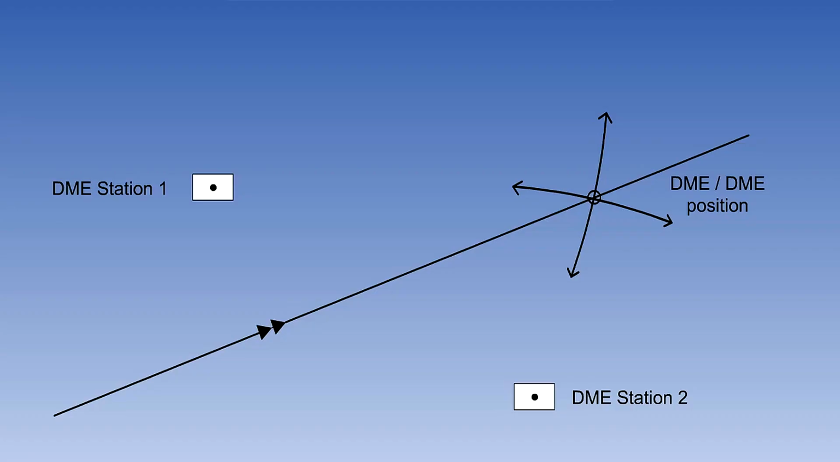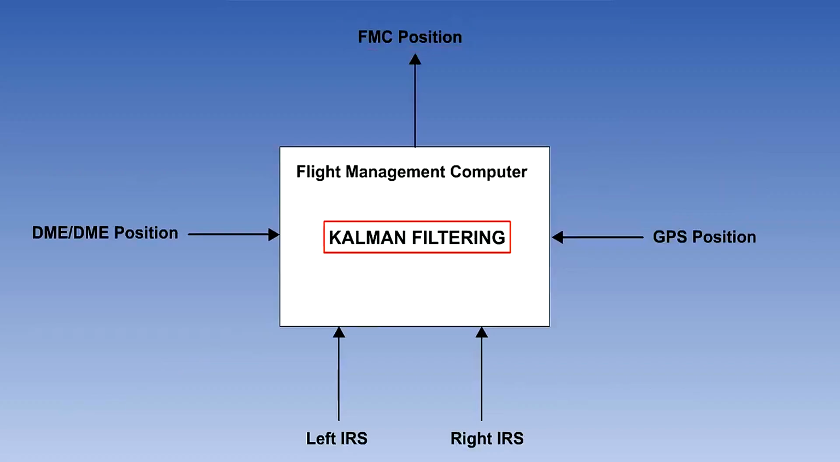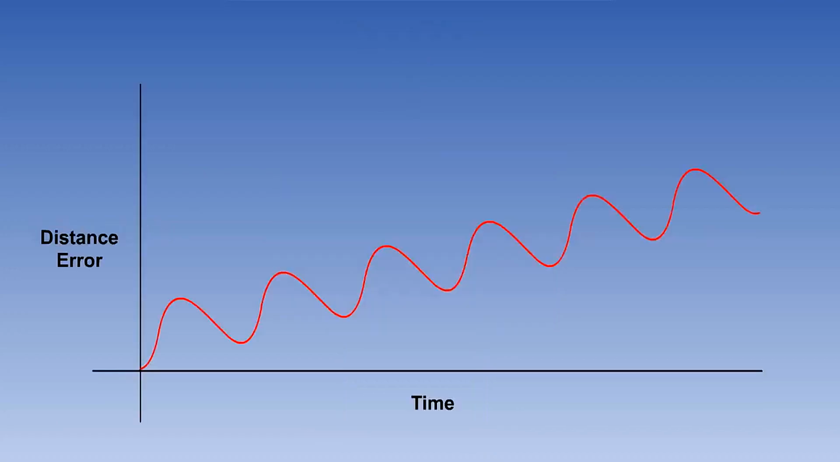Not all inputs are always available. DME is a line-of-sight system, so it can be blocked by hills or the curvature of the earth. GPS can have blank spots. A process known as Kalman filtering produces a statistically most probable position known as the FMC position.